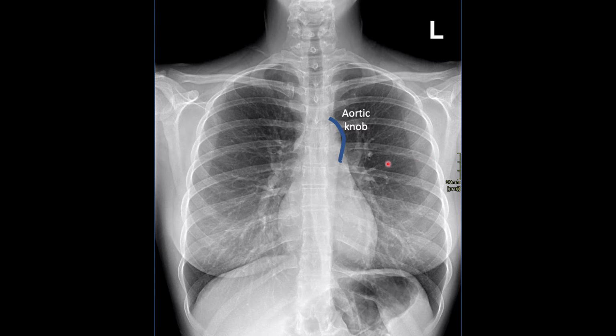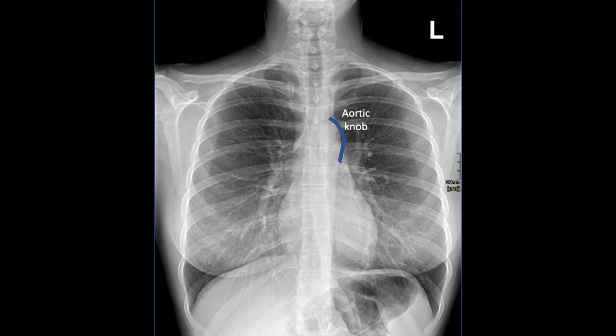The aortic knob or knuckle is this rounded contour that's just above the atrium. It's not always seen in everybody. Especially young people may have a smaller aortic knob. As people age, the aortic arch gets more calcified and it becomes larger, and sometimes it becomes very unfolded. So you might be able to see the aortic knuckle or knob, as it is called, in older people better than in younger people.